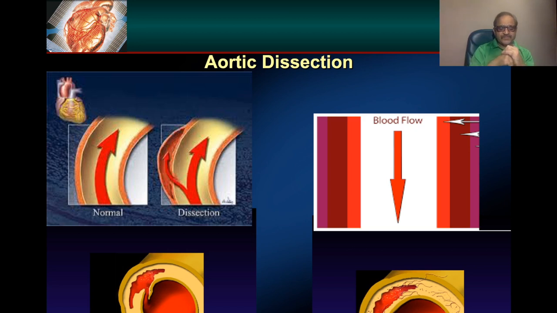And then on the bottom right side, the other theory comes in that there is rupture of vasa vasorum of the aorta, the formation of intramural hematoma, and then it ruptures into the aortic lumen and leads to dissection. So there are two mechanisms of aortic dissection nicely described in this slide.